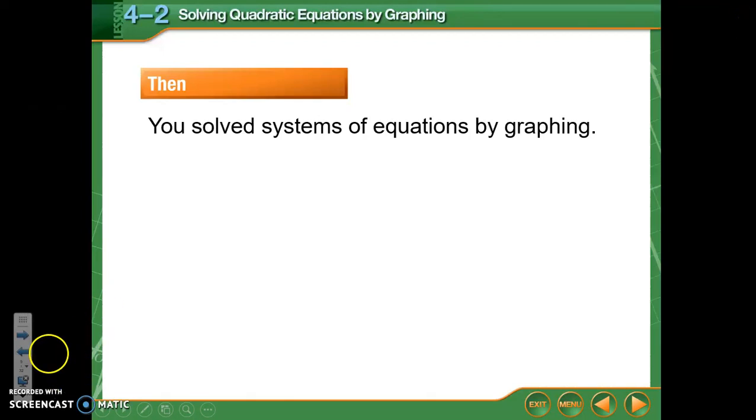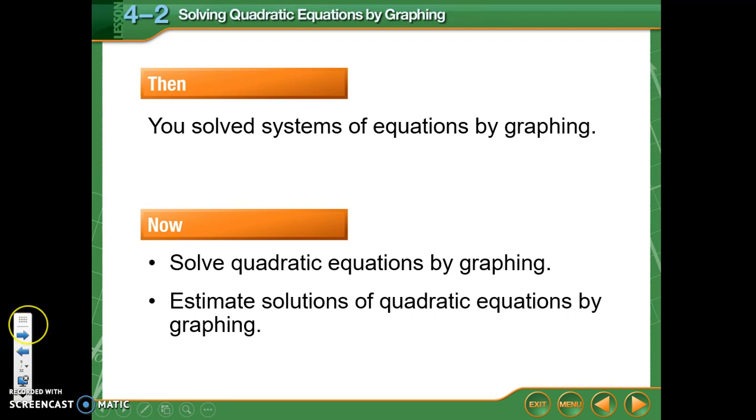Okay, today we're talking about section 4.2. In this section, we're continuing what we did in the last section. We graphed parabolas, and in the last chapter, we solved systems of equations by graphing, meaning that we graphed them and we found out where the equations crossed.